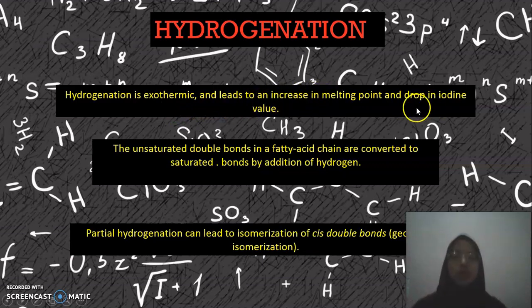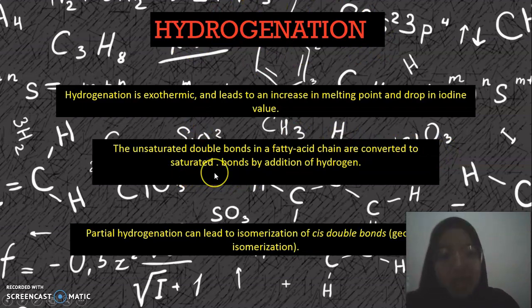So what is this iodine value? Iodine value is used to determine the amount of unsaturation contained in a fatty acid. The higher the iodine value is, the more unsaturated fatty acid is present in a fat. So when it says a drop in iodine value, that means there will be less unsaturated fatty acid in the fat because of the hydrogenation, so it is converted to saturated fatty acid.